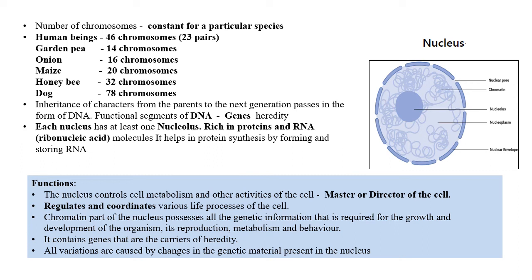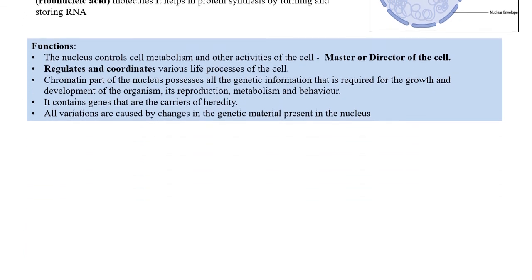Chromatin part of the nucleus possesses all genetic information that is required for the growth and development of the organism, its reproduction and metabolism and behavior. It contains genes that are carriers of heredity. All variations are caused by changes in genetic material present in the nucleus.